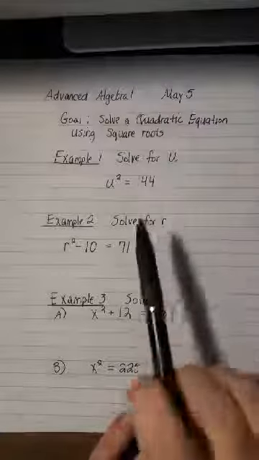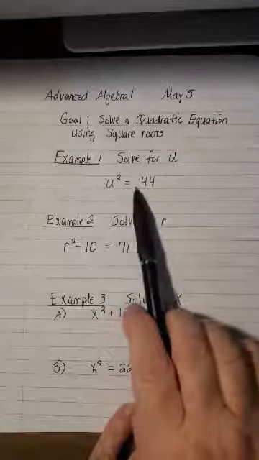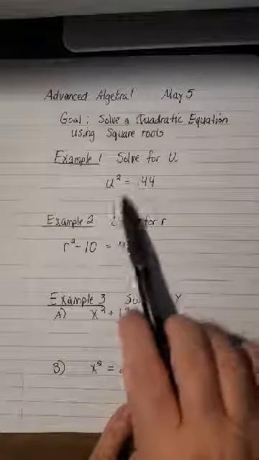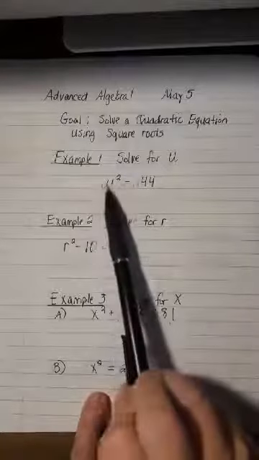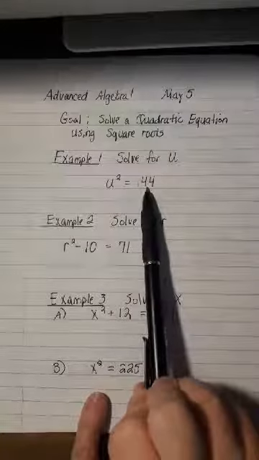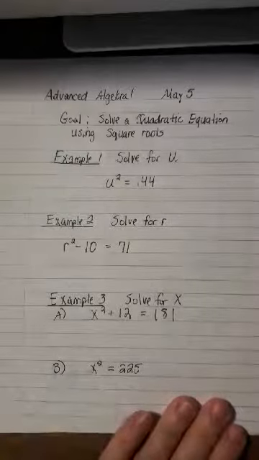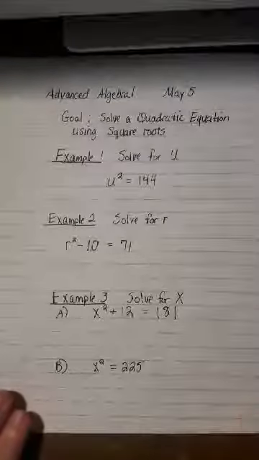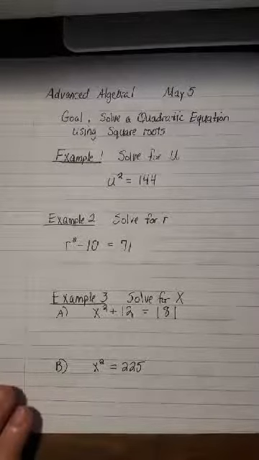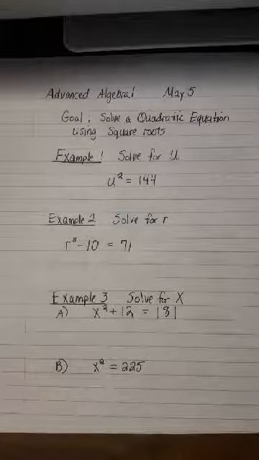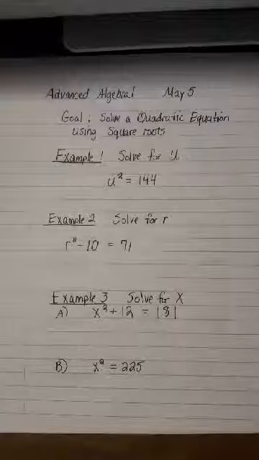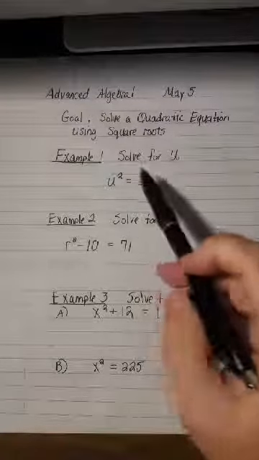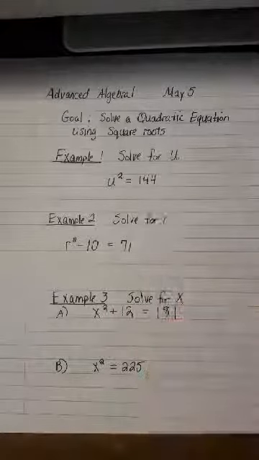Alright, example 1. This problem right here is basically how all your problems are going to look. It just varies a little. You're going to start out with something like u squared equals 144. This whole lesson is preparing you for our next two lessons on different methods to solve that are a little bit more complicated, but you always end with something like x squared equals something or u squared equals something. And so that's why we're going to go over how to solve using square roots.